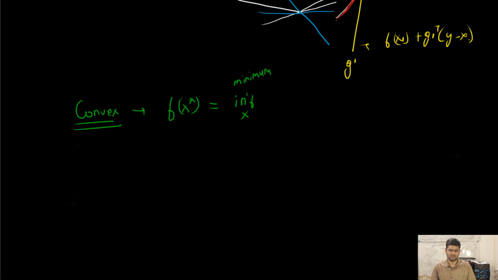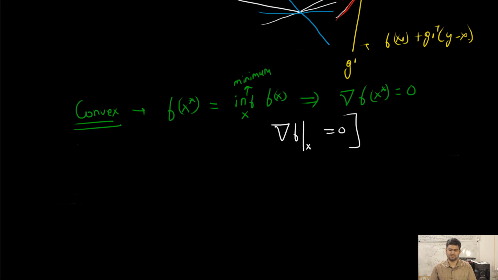For the purpose of the structure, you can just consider that this inf means minimum. It implies that the gradient of the function at x star is 0. So any point x at which the gradient of the function is equal to 0 is a global minimizer, right? In case the function is differentiable.